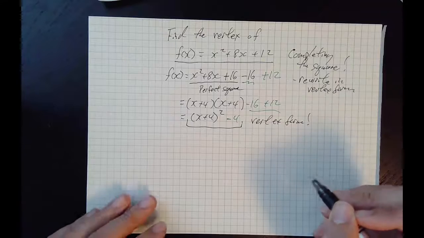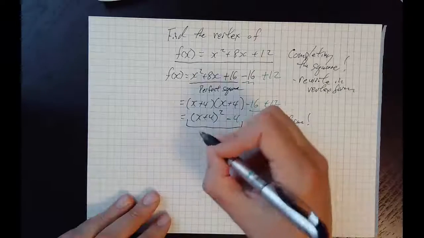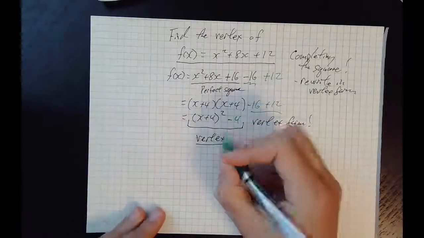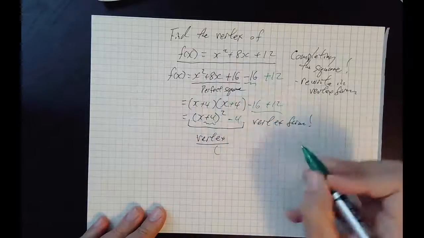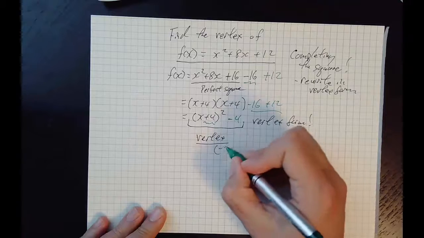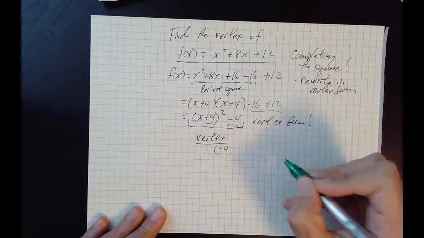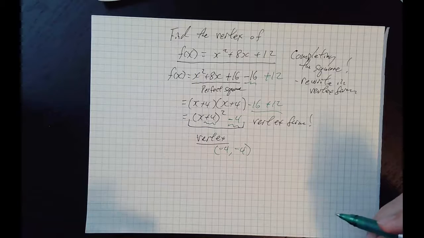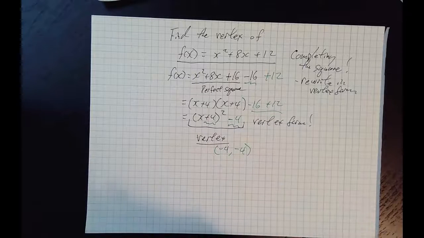And so now all I have to state is what the vertex is. So the vertex, my x value is going to come from here. It's always the opposite of the sign there, so it's going to be negative 4. And then over here, my y value of the vertex is going to be negative 4. And so that would be one way of finding the vertex here, is we're using that process called completing the square. I'm going to give you a few exercises on the next page to try.